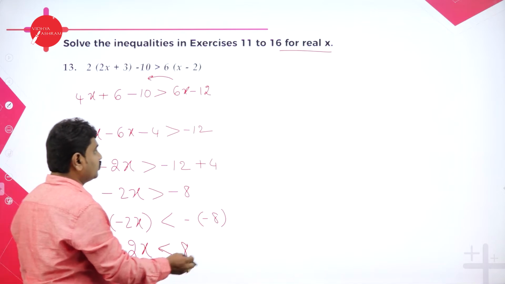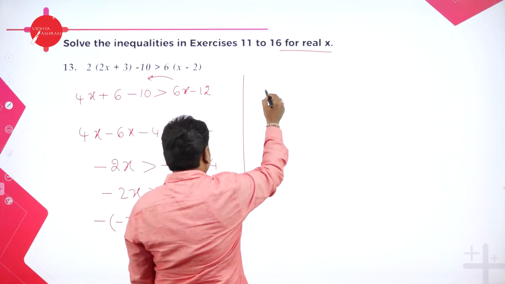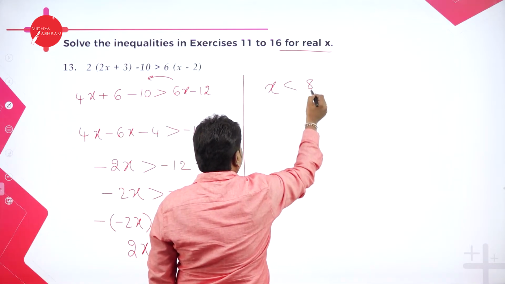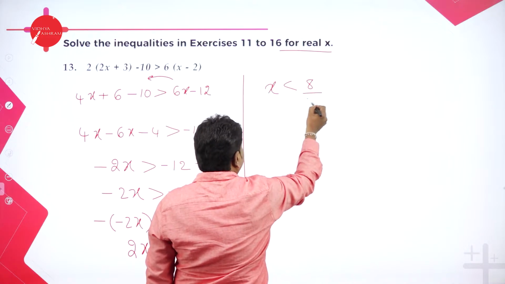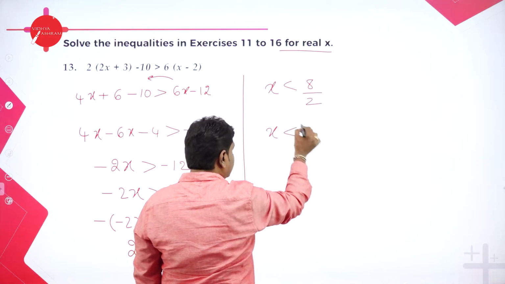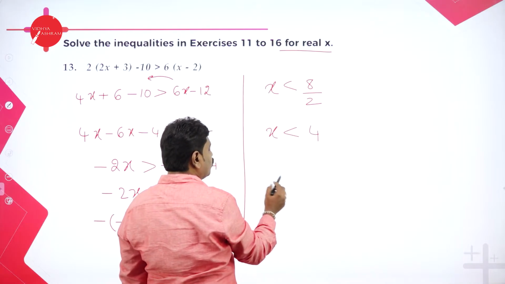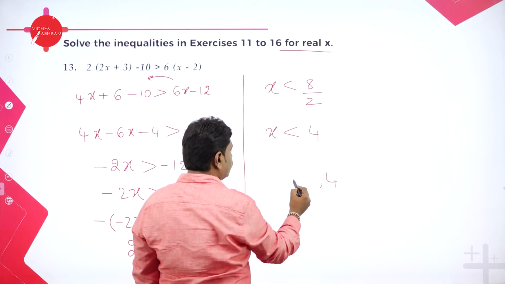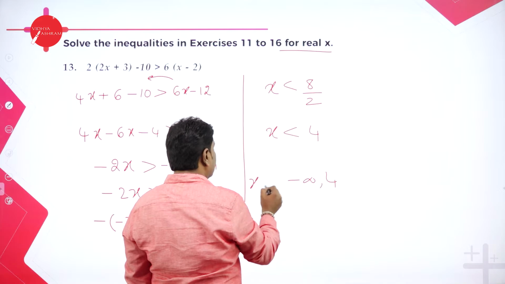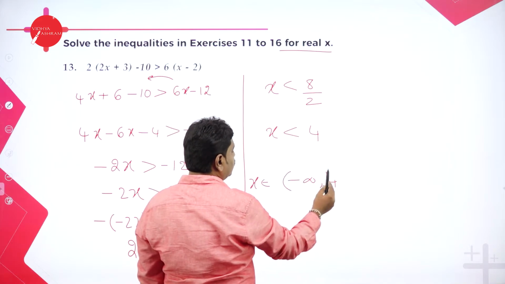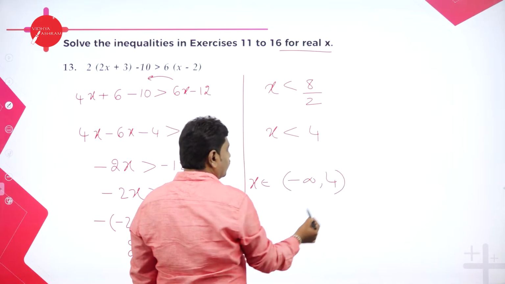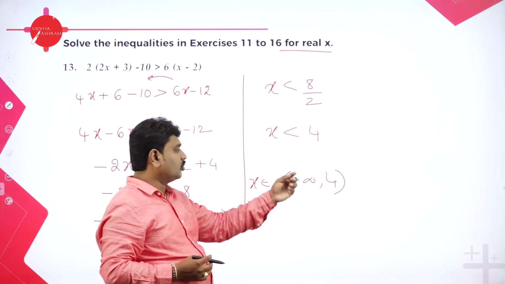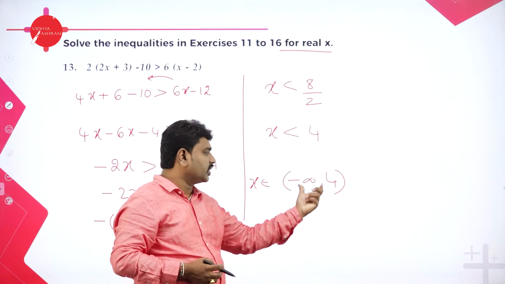Now the 2 transfers to RHS, so it will become x greater than 8 by 2. Sorry, x less than 8 by 2. So x is strictly less than 4. x less than 4 means what? 4 is the upper limit. Less than 4 means negative infinity. So x belongs to minus infinity to 4, open interval. Not including 4, so open interval.